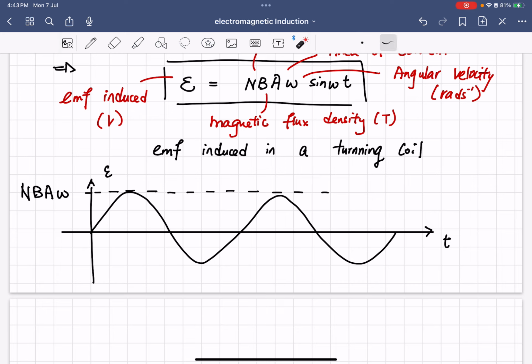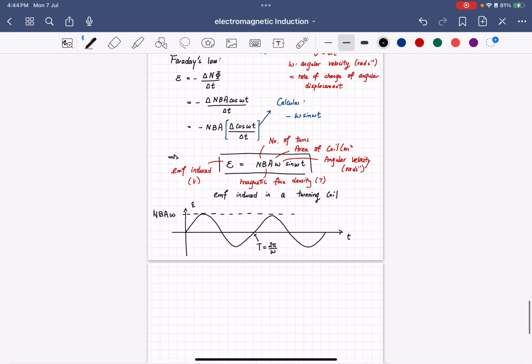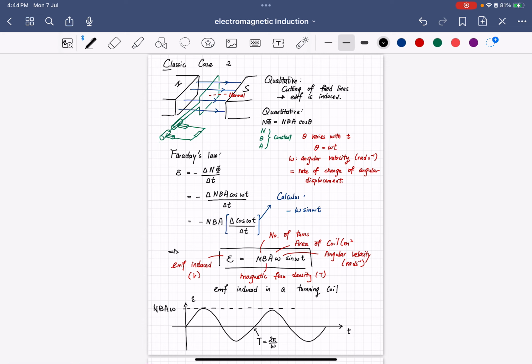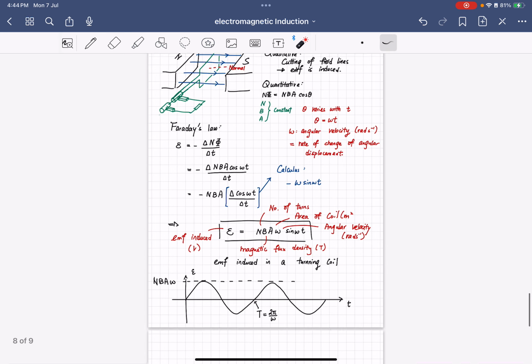The vertical scale tells you how high the EMF can be, while the horizontal scale tells you how fast the EMF fluctuates or varies. This part here is just the period T, which equals 2 pi over omega. This is what we have learned in the topic of circular motion. Okay, so this is the classic case number 2, which is about the turning of the coil in a uniform magnetic field. There are some special cases we want to pay attention to as well, like exactly when the EMF will be 0, or when the EMF will be maximized. This will be something we will talk about next time. But there are already 4 pages, and I want to end it here.